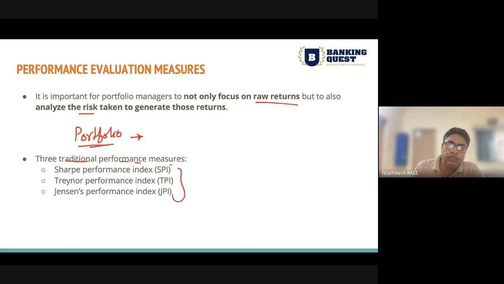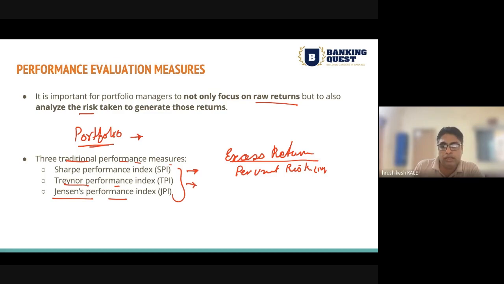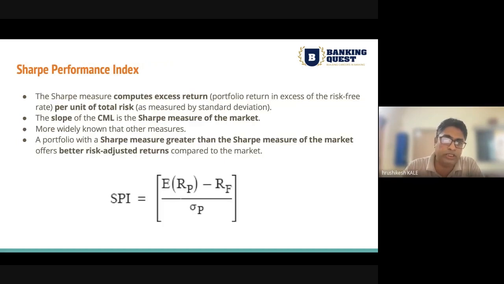The first one is the Sharpe ratio. We have seen this: excess return per unit of risk of the market. Then Jensen's performance index and Treynor's performance, these two things. Treynor speaks about excess return upon excess risk. Okay, I will show you the formula itself, don't worry.